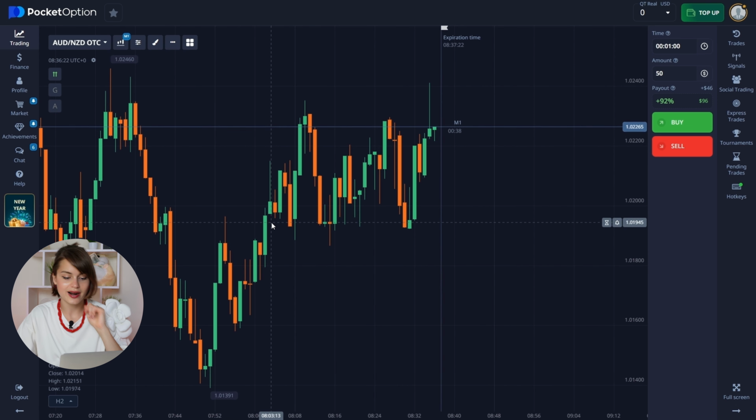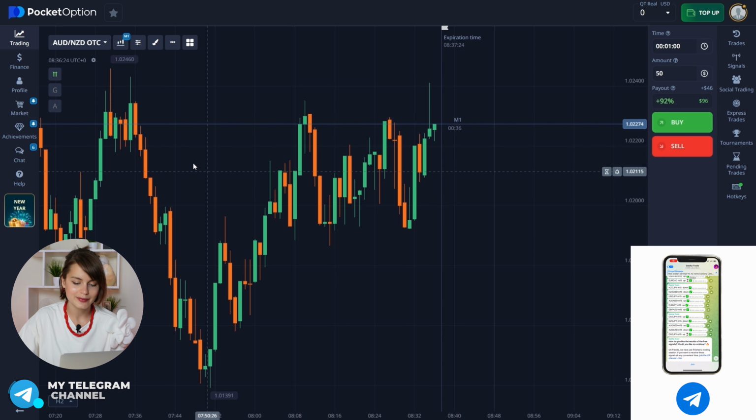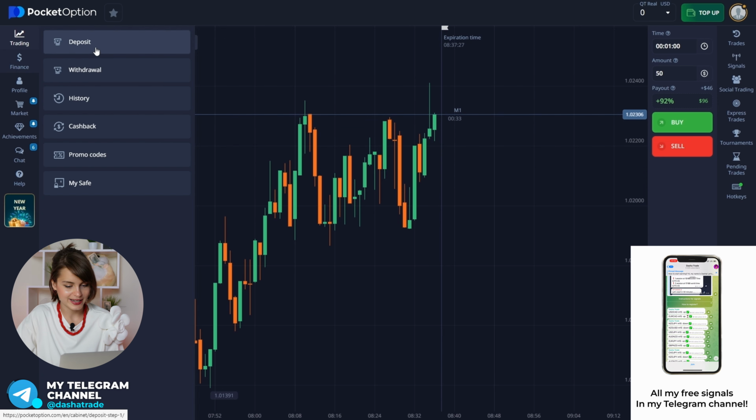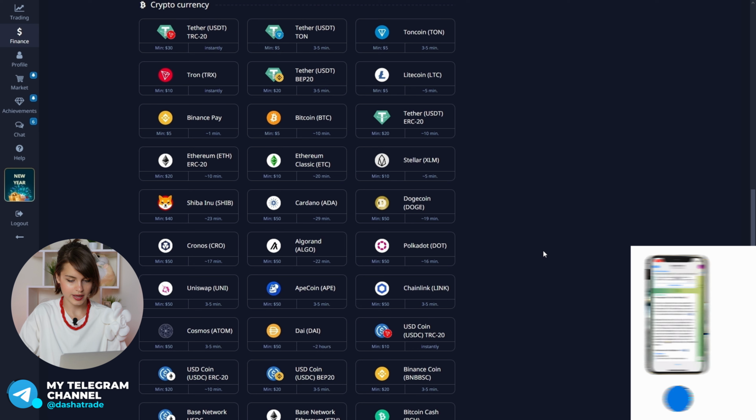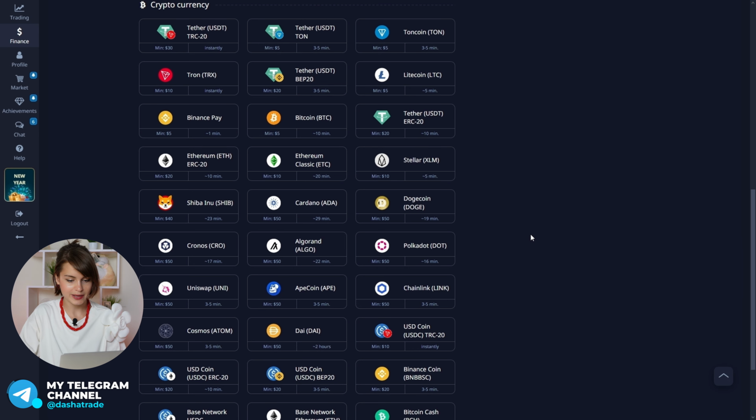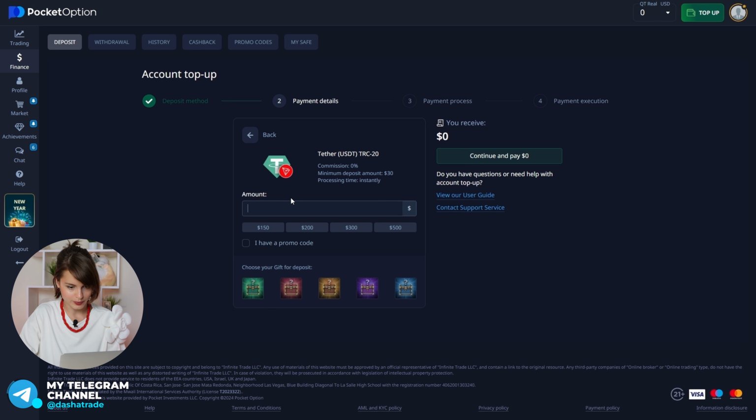Before we start earning money, we need to top up the deposit. To do that, we go to the finance section and click on deposit. Okay, here we choose any payment method convenient for you. As for me, it's cryptocurrency. So now we enter the deposit amount. Today, for me, it's $100.